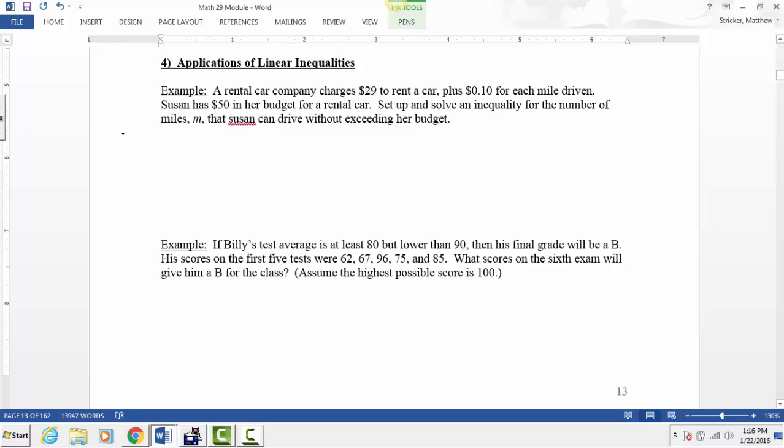So it looks like she has a kind of fixed charge that she has to pay no matter how far she drives. The fixed charge is $29. But then she also has a per mile charge. And how much is that? The per mile charge is 10 cents per mile. And we have a variable. They actually define the variable for us. They let M be the miles driven.